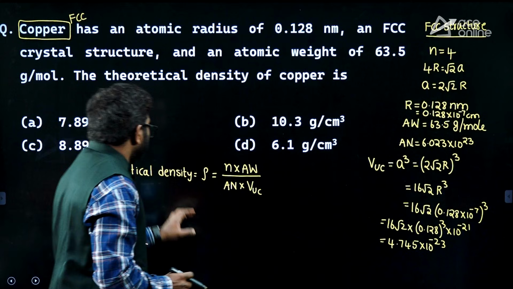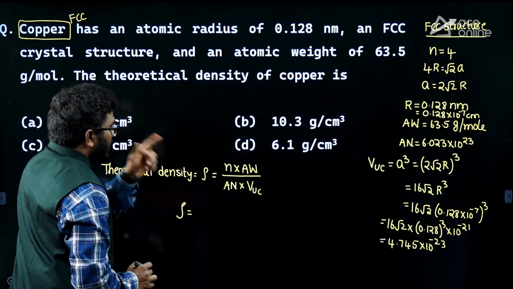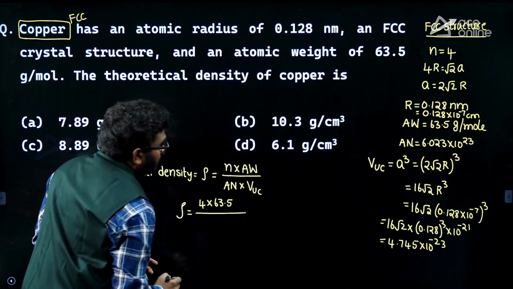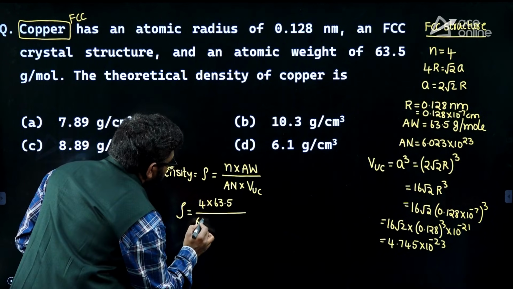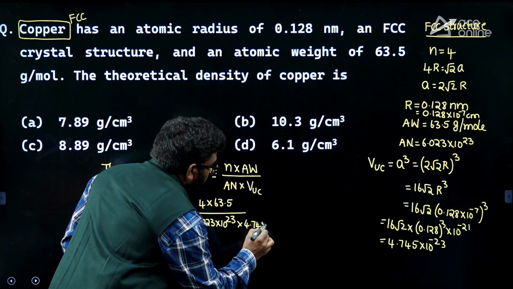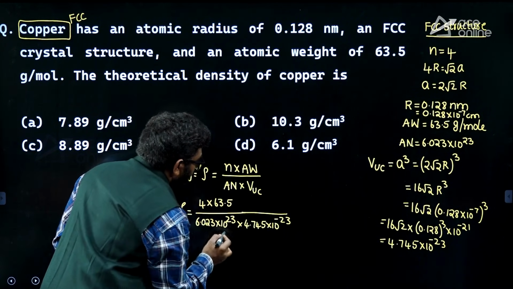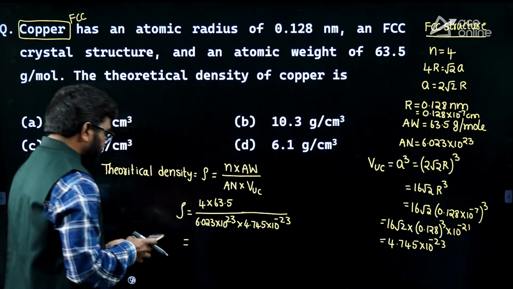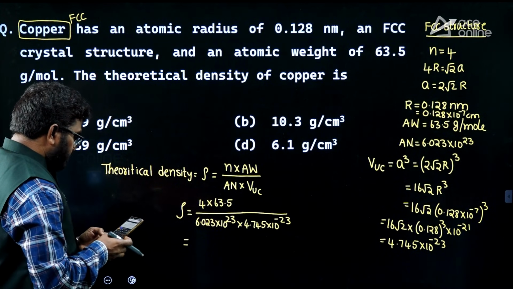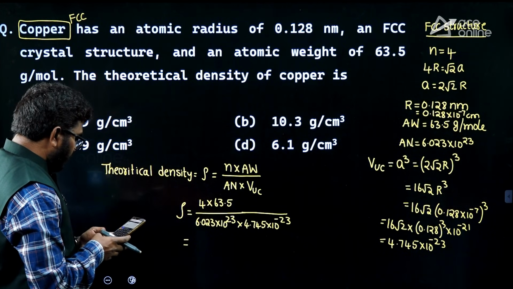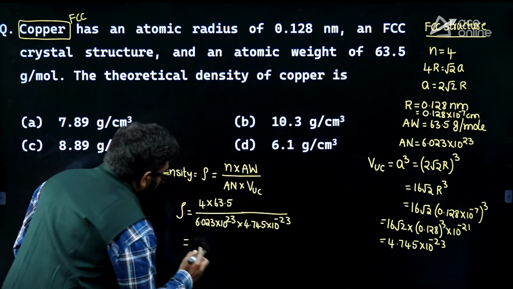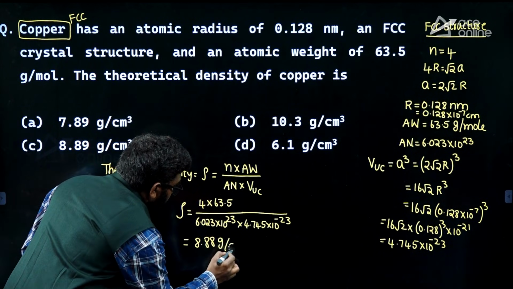Now I am substituting in the data of this question. See here, rho is equal to number of atoms 4 into atomic weight 63.5, divided by Avogadro's number 6.023 × 10^23 into 4.745 × 10^-23. The 23 and minus 23 cancel, and from this, 4 × 63.5 divided by 4.745 × 6.023 gives 8.88 grams per centimeter cube.